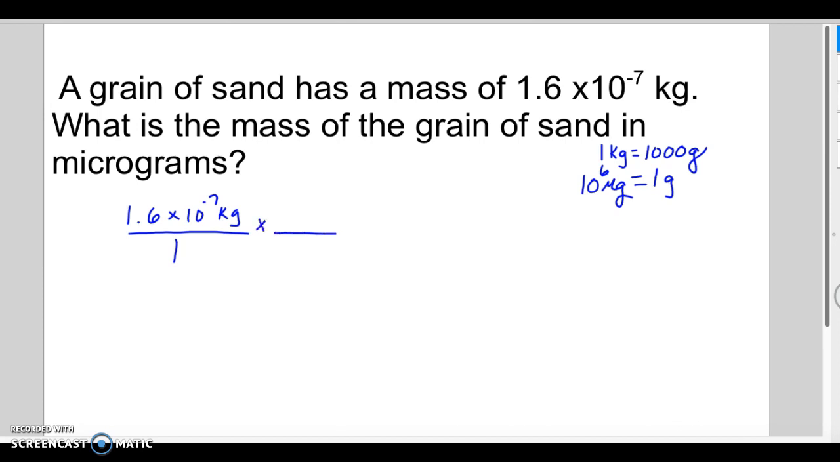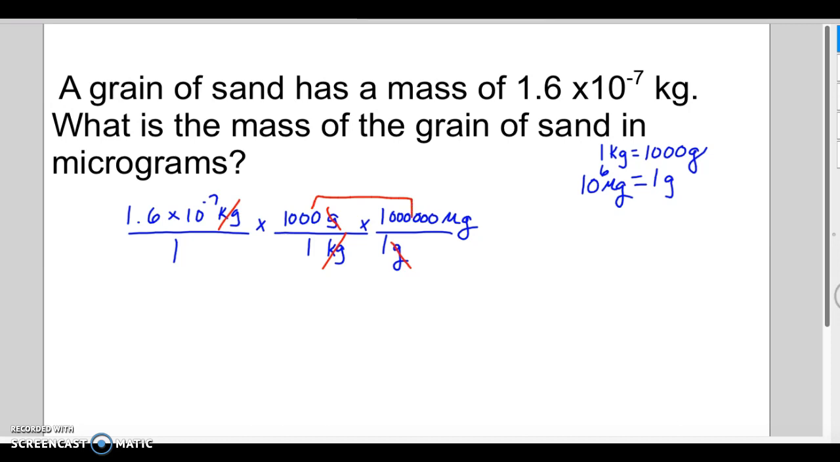So when I solve this problem, I want to get rid of my kilogram first. So 1 kilogram is 1,000 grams. And then my next step, I'm going to put 1 gram on the bottom so that it cancels, and then my 1,000,000 or 10 to the 6 micrograms. So you could combine these and see that this would be 10 to the 9th if you want.